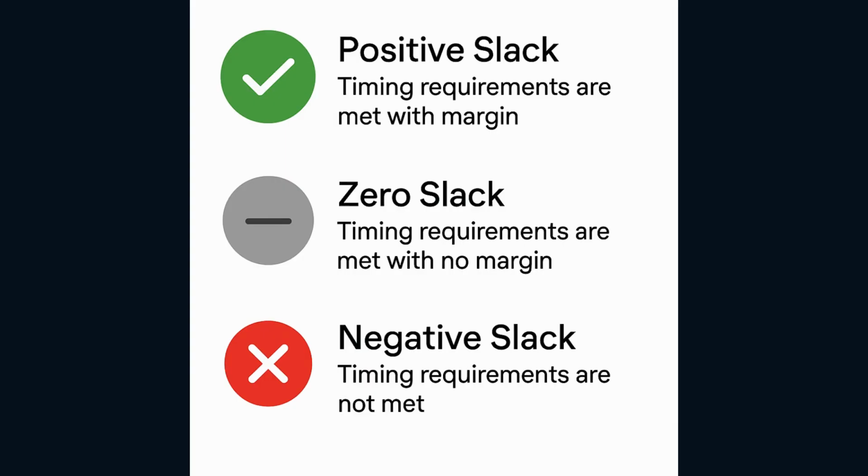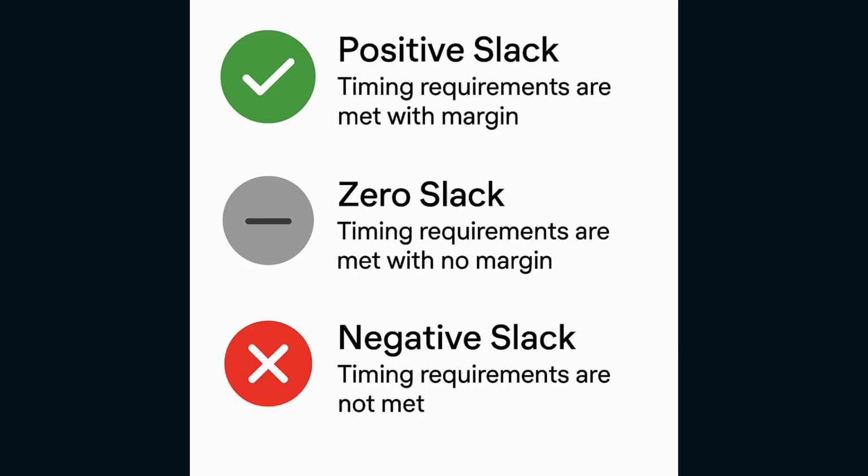For a hold violation, negative hold slack, the data changes too soon after the clock. Again, the captured data is unreliable, leading to unpredictable behavior. Negative slack is a fundamental design flaw. It has to be fixed. So negative slack is a definite showstopper, no question. Absolutely. Requires redesign, maybe resizing gates, rerouting wires, changing logic, whatever it takes to eliminate that negative slack.